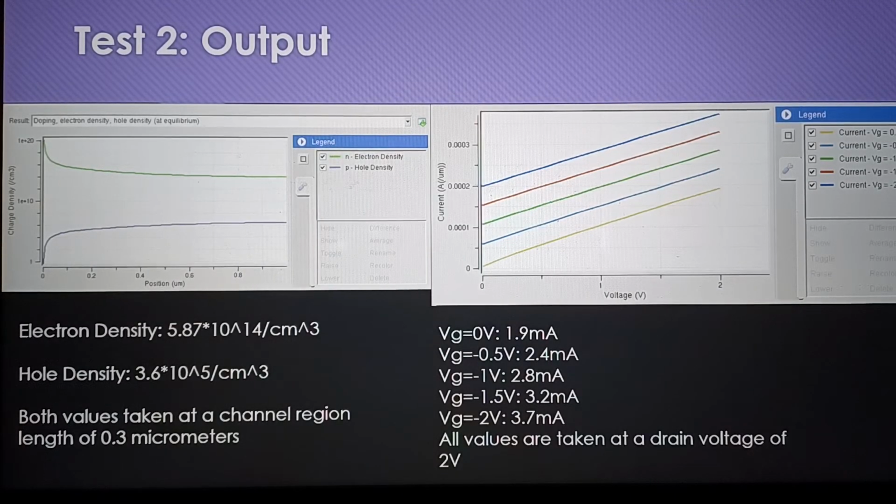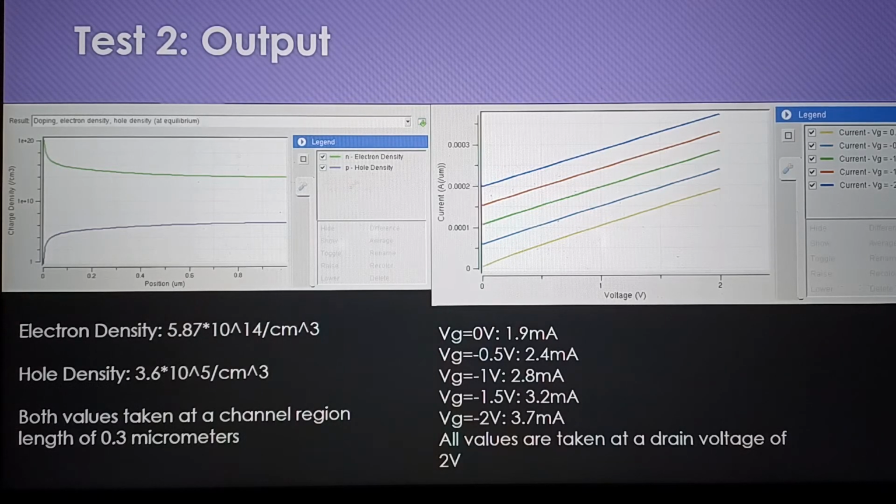So for test 2 output, for the electron density at 0.3 micrometers, I got 5.87 times 10 to the 14th, and for hole density, I got 3.6 times 10 to the 5th. The densities seem to be as far apart as they were in the baseline, so yes, changing the dimensions affects the densities of electron and hole being closer or farther apart from each other, but the graph seems to be a lot smoother. There are not a lot of drastic changes of density over the position of the channel region length.